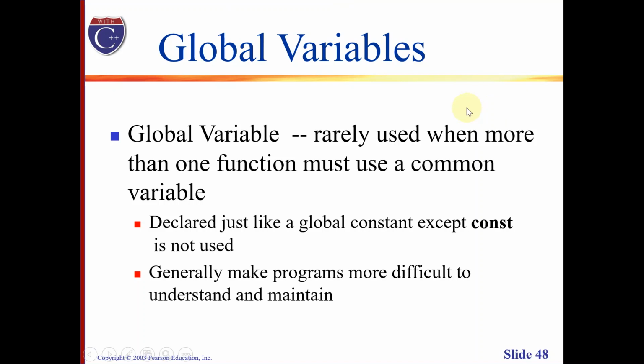Next, let's talk about global variables. Global variables are rarely used when more than one function must use a common variable. In the previous example, what we had there was actually a constant. In the case of global variables, they are actually declared just like a global constant, except the keyword const is no longer used. It generally makes programs more difficult to understand and maintain. Therefore, we must use global variables with caution.